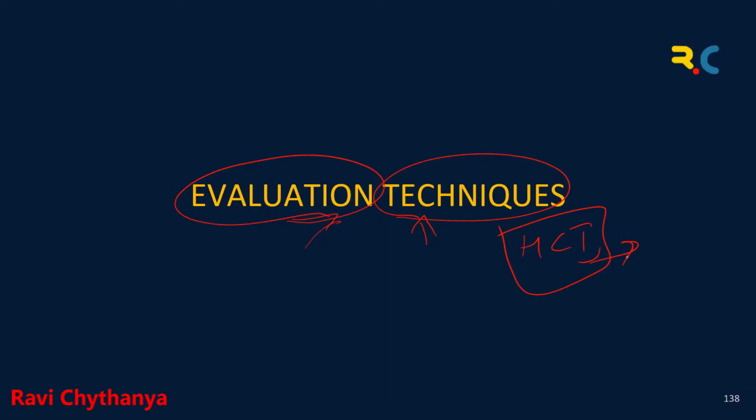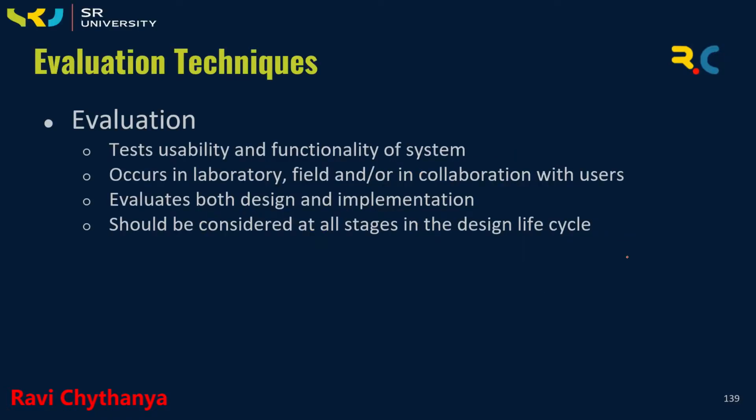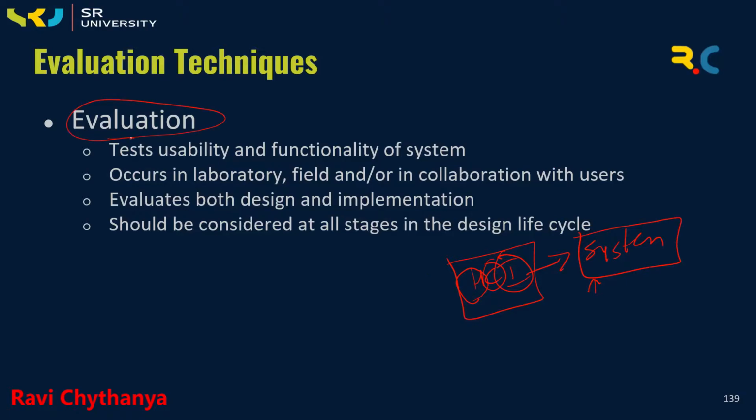First of all, what is the evaluation? We are using HCI, and we are developing one interface, which is going to be called the system here. This system acts as an interface between the human as well as the computer. The evaluation tests the usability and the functionality of the system we have designed or developed, which occurs in the laboratory, in the field, or in collaboration with the users.